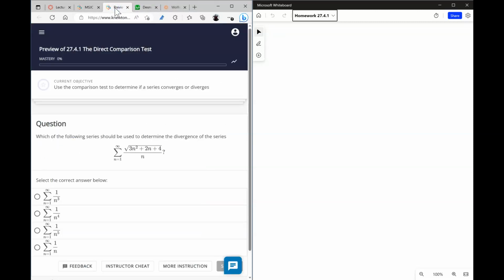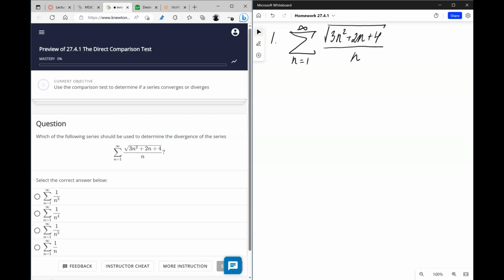And the first question here is, which of the following series should be used to determine the divergence of this series? So the idea is that we take a given series and we compare it with another series, and if it's greater than a divergent one, then it diverges, and if it's smaller than a convergent one, then it converges. So we have to strategically pick that other series to make the comparison valid.